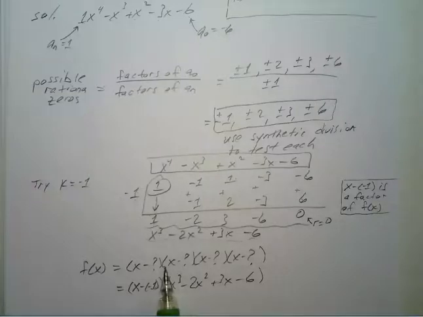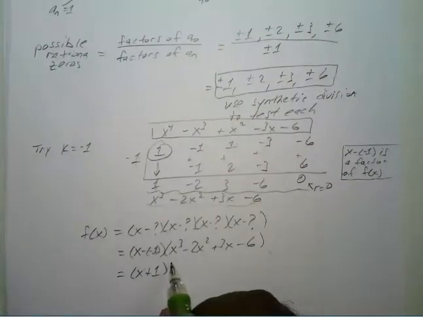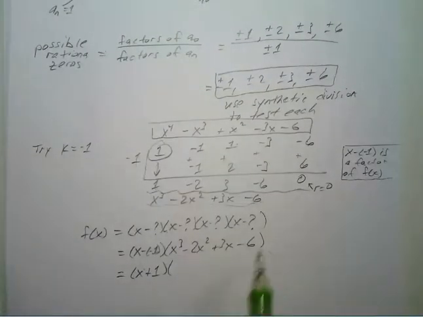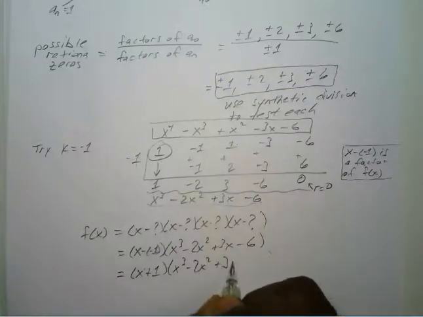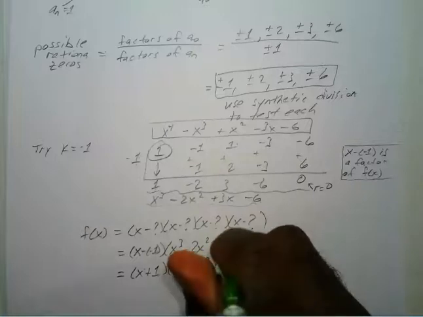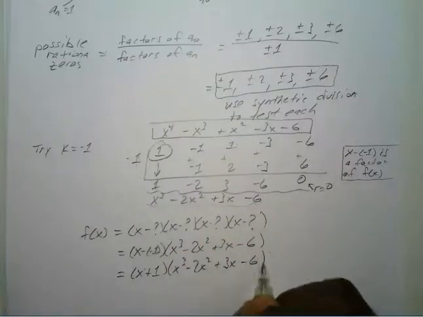So now we just have to factor this to match these three. So this will just be x plus 1, let me move this up a little bit, times this, x to the third minus 2x squared plus 3x minus 6.